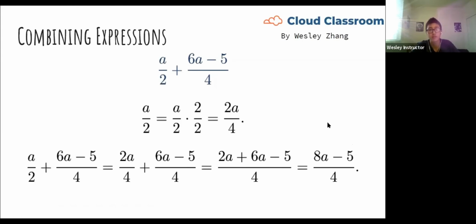What we did here is basically everything we learned already. We found a common denominator, we added the numerators together, and we combined like terms. So just think of these expressions as all numbers. Don't be thrown off by the variable. Just pretend it's a number.